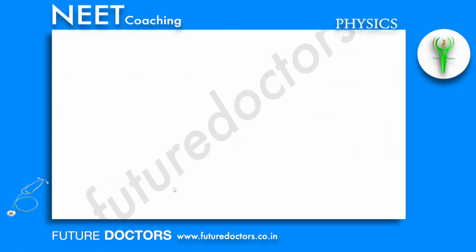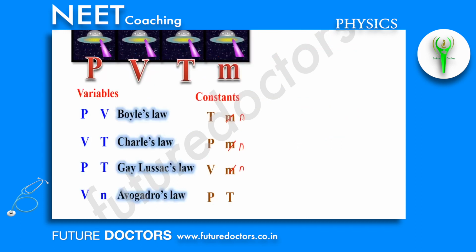So V is directly proportional to n, at constant T, where n is the number of moles. P is inversely proportional to volume, that is Boyle's law. Charles's law: V is directly proportional to temperature at constant pressure. Gay-Lussac's law: P is directly proportional to temperature. Avogadro's law: volume is directly proportional to number of moles. First is Boyle's law, Charles's law, Gay-Lussac's law and Avogadro's law.